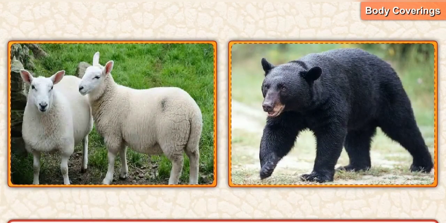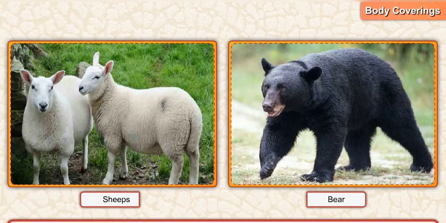Fur or wool. Mammals like sheep and bear have fur or wool on their body. These protect them from cold and rain. Bears have fur and sheep have wool on their body.